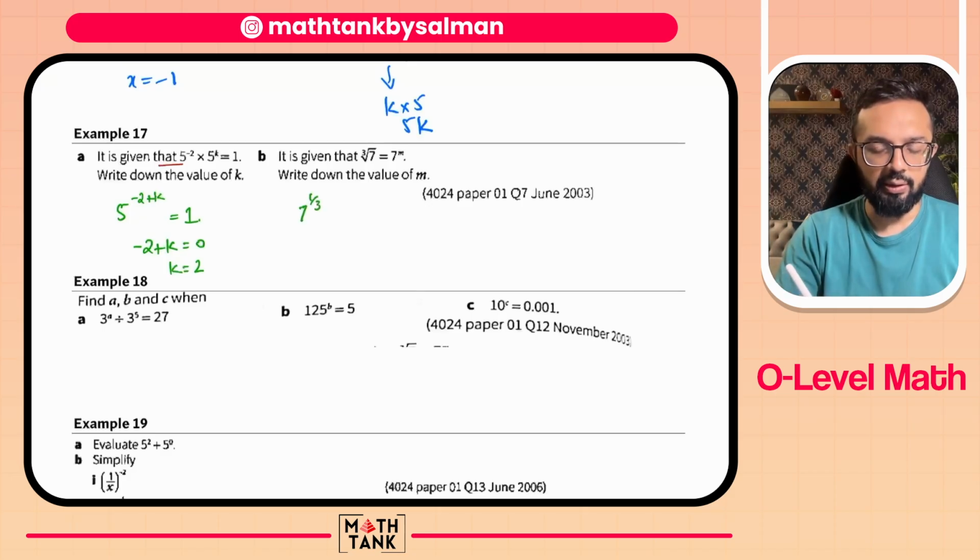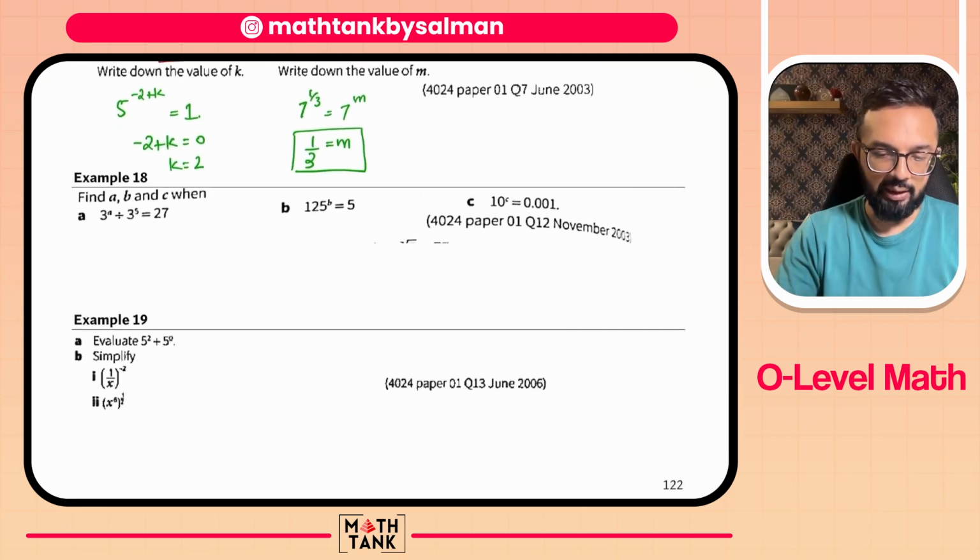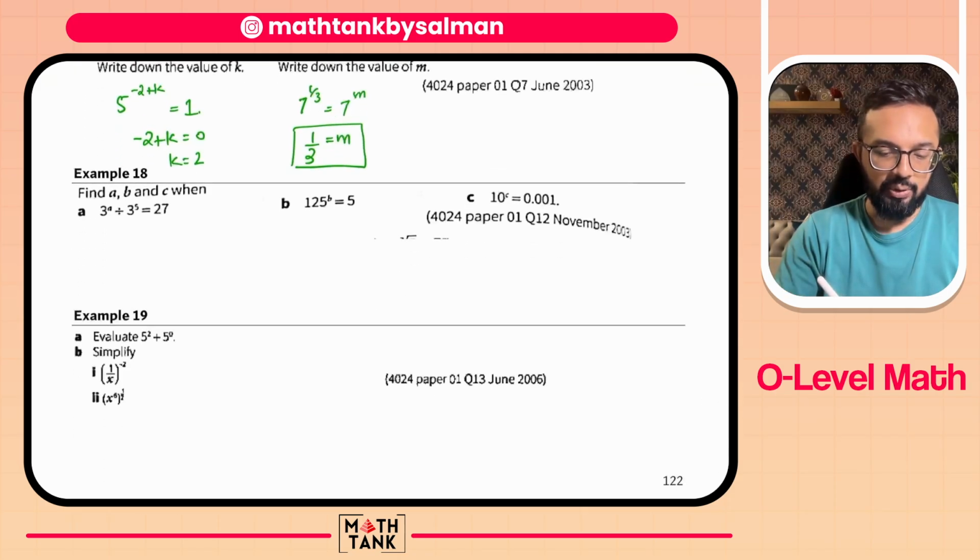Cube root translates to power 1 over 3. And when the base is the same on both sides, you equate the powers. m is equal to 1 over 3. Okay, let's see what the next one says. Again, when the bases are the same and the terms are getting divided, you subtract the powers. And 27 can be written as 3 cubed. So a minus 5 equals 3, a equals 8.